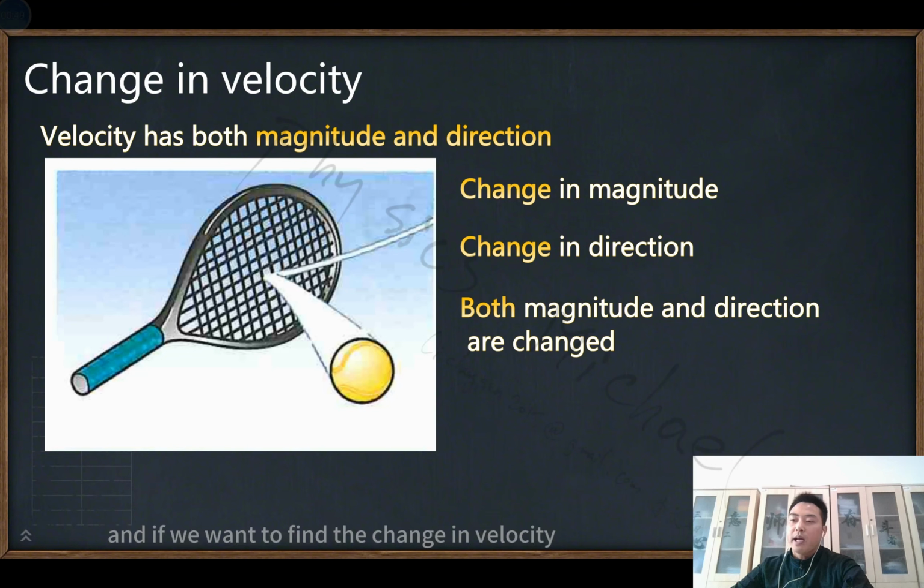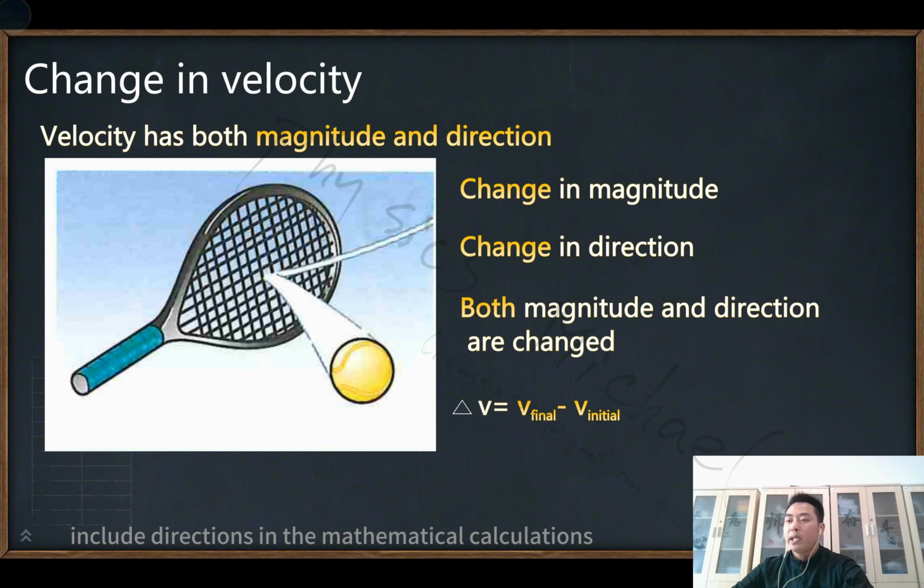And if we want to find the change in velocity, we just use delta v equals v final minus v initial. It is a vector difference. So don't forget to include the directions in the mathematical calculations.